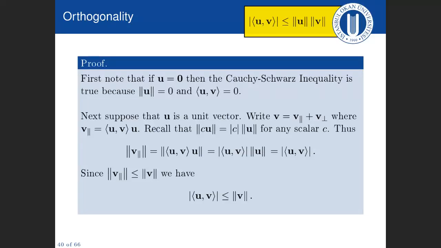In the previous theorem, we saw that the norm of V parallel is smaller than the norm of V. So that proves that the absolute value of the inner product of U and V is less than or equal to the norm of V. If U is a unit vector, then we've proved the Cauchy-Schwarz inequality. We've proved that if U is the zero vector, we've proved that if U is the unit vector. Now we need to do all of the other possible vectors U.